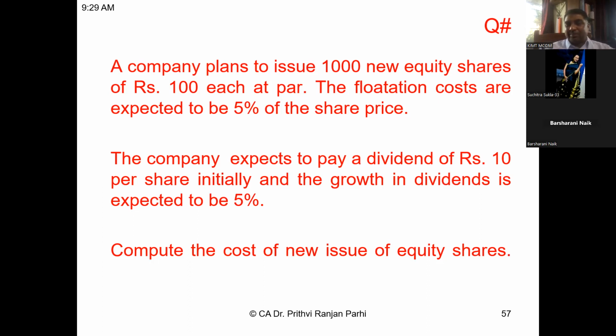G is 5%. You can apply this formula, but there is a catch in this question. The catch is that you are issuing the shares at 100 rupees, but there is a flotation cost of 5 rupees. So actually, how much are you getting? 95 rupees, not 100 rupees. That is why this question is asked, because it's not that simple.